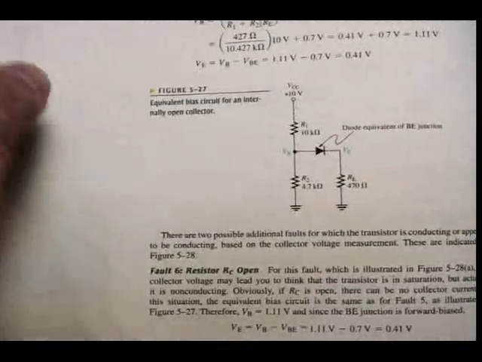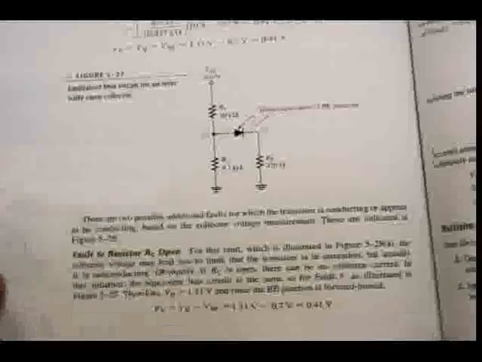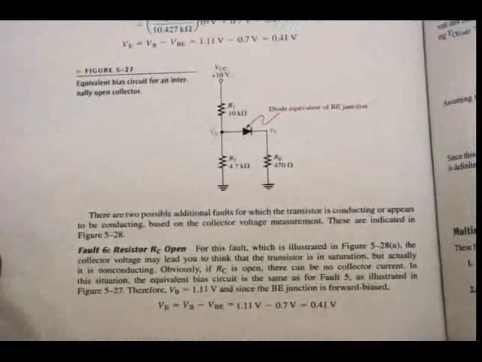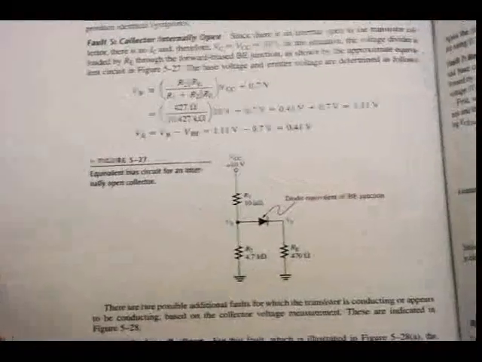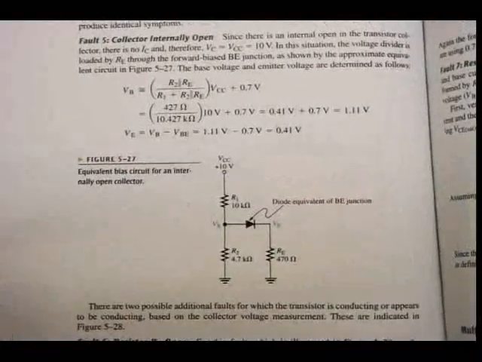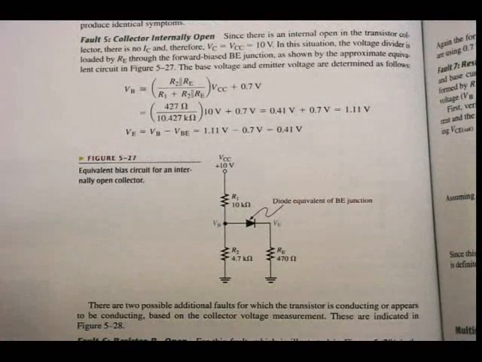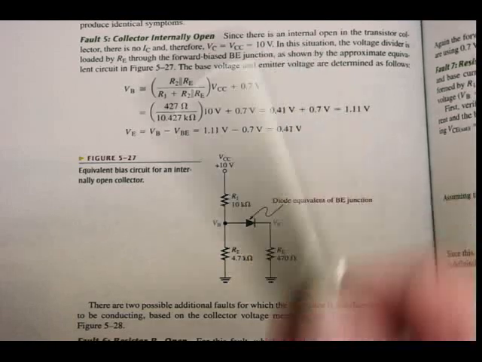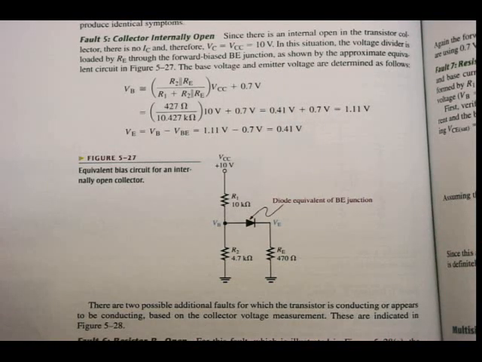Let's have a look at fault number 5. Collector now internally open. Now we've looked at all 3 terminals. Now what's going to happen when the collector is internally open? Since there is internal open at the transistor collector, there is no IC again, therefore VC is going to be equal to VCC, which is 10 volts.